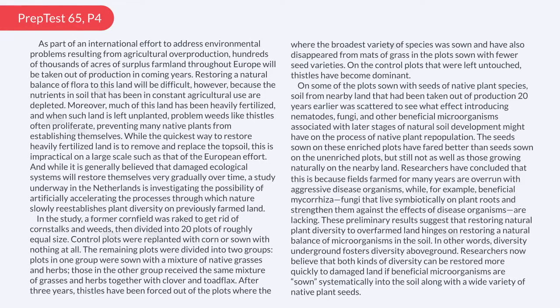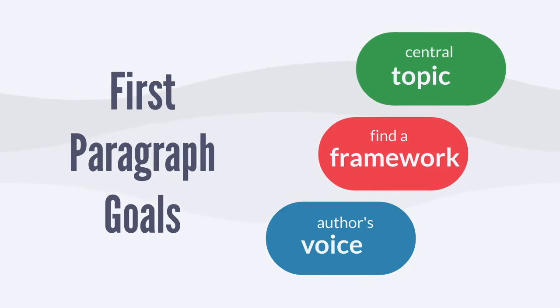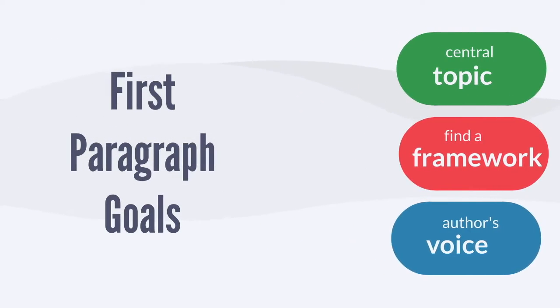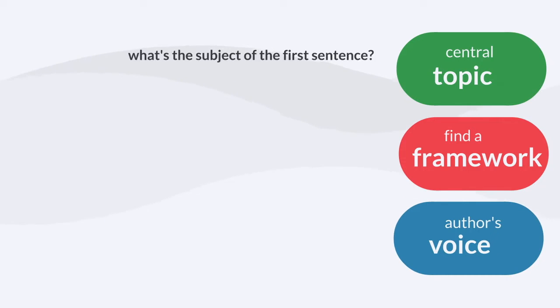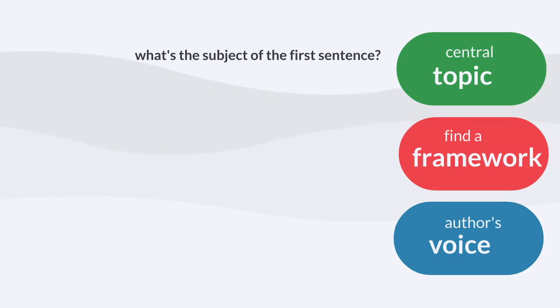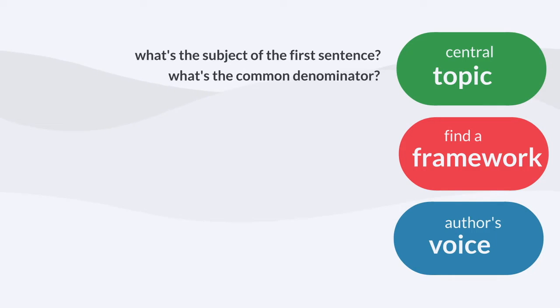Okay, welcome back. The first paragraph goals. What is the central topic? It's actually usually just in the first sentence. If the first sentence doesn't make it clear, look for what is sort of the common denominator between the first and the second sentence. Whatever we're still talking about is usually the central topic.